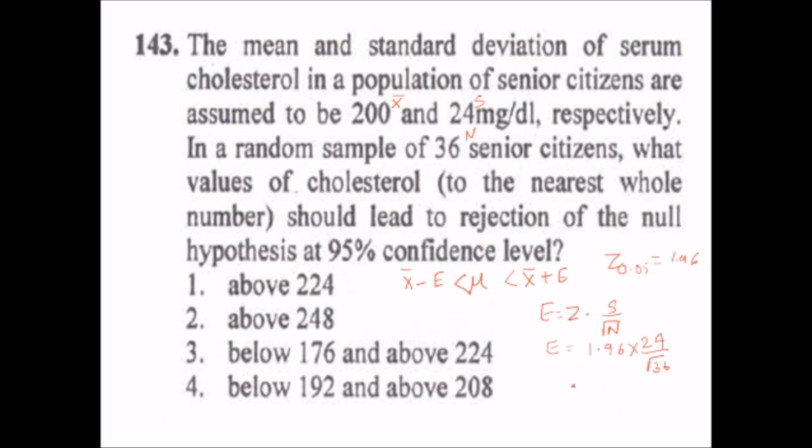When you calculate it, we get 7.8, and since it is asked for the nearest whole number, it will be approximately 8. The mean is 200, so mean minus error, 200 minus 8, will be 192, and plus 8 it will be 208. So for rejection of the null hypothesis, it should be less than 192 or above 208, because if it is between them it will be accepted. So the answer will be number 4.